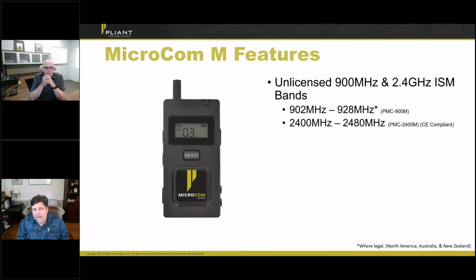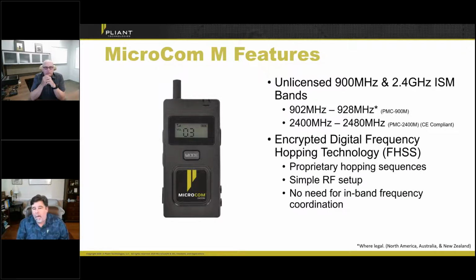Here in the United States we sell the 900 megahertz band and a 2.4. 2.4 CE is available; we're compliant with CE in Europe. And we are also available in Australia in an Oceania version. It's encrypted digital, and as Art said earlier, it's frequency hopping spread spectrum, so it's constantly changing channels. It never sits on one channel and broadcasts at any given time. It has a proprietary set of hopping sequences.